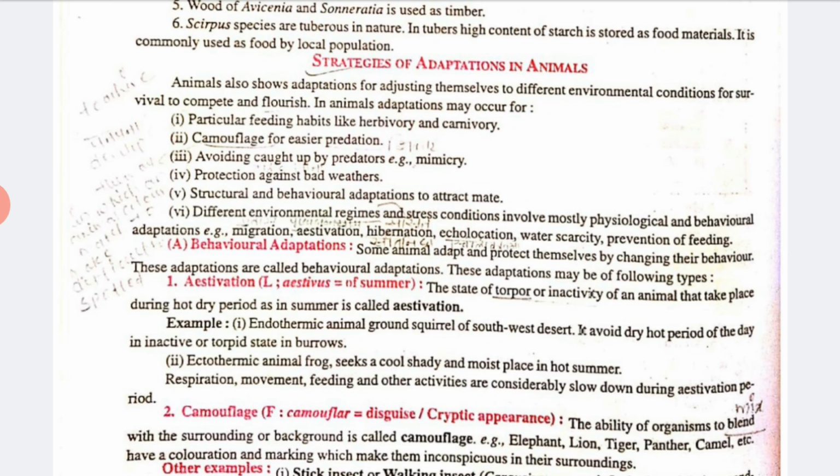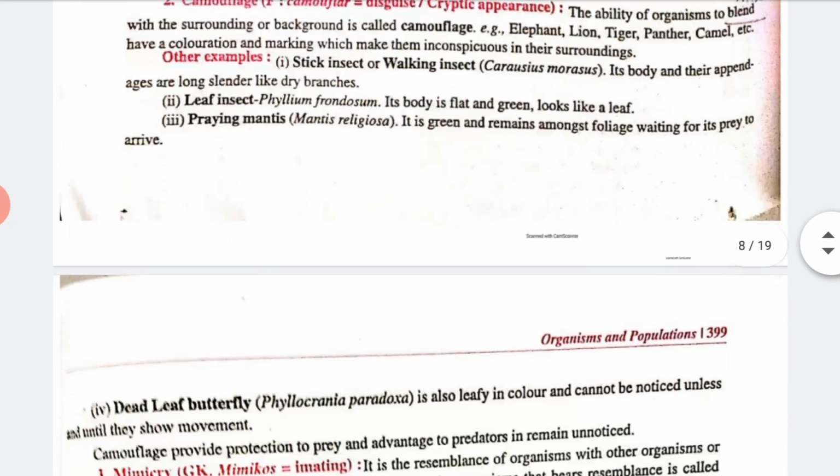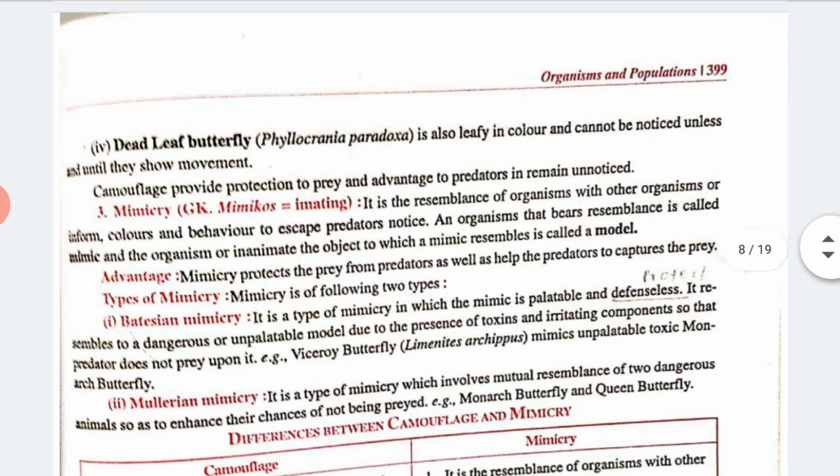Camouflage means the ability of an organism to blend with the surroundings or background. That is called camouflage. Like elephant, lion, tiger, these are all examples of camouflage. Clear? Yes. Next we have mimicry. Mimicry means the resemblance of an organism to other organisms in form, color or behavior to escape the predator's notice. Okay, means on the basis of their color we can easily notice this type of animals.